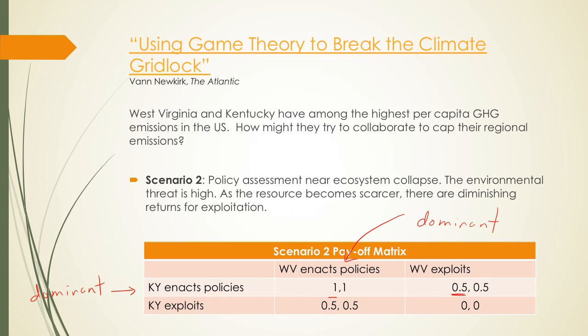This suggests that Kentucky and West Virginia will eventually move toward enacting protective policies as they move closer to ecosystem collapse. It might be possible to shift states to this decision sooner by shifting their focus from short-term to long-term assessments, or by shifting the inputs to their utility calculations.